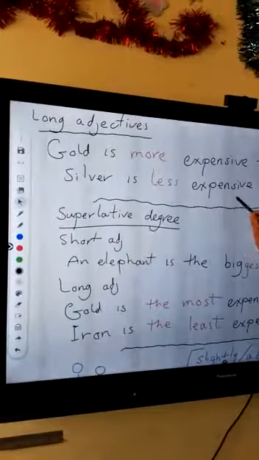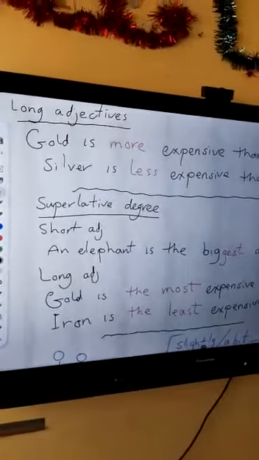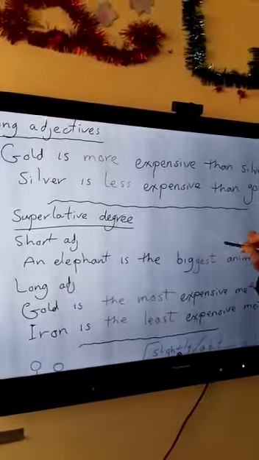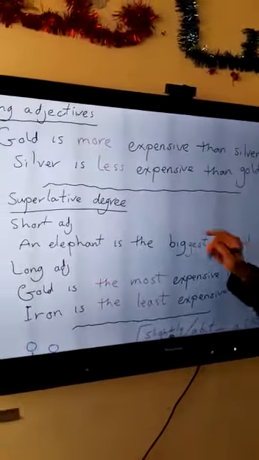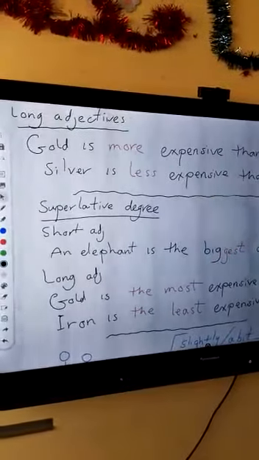Silver is less expensive than gold. Now we have added less before the adjective because this is the opposite of more. Silver is less expensive than gold.